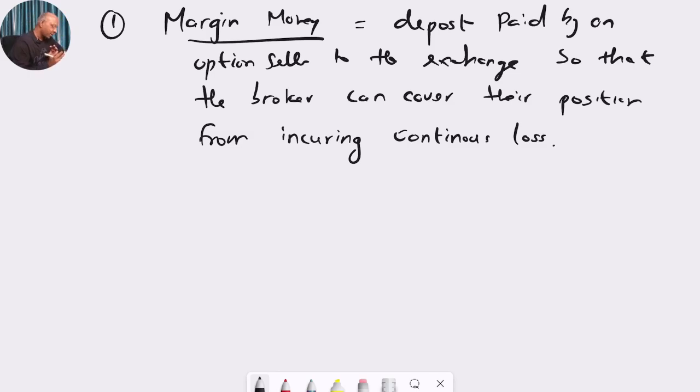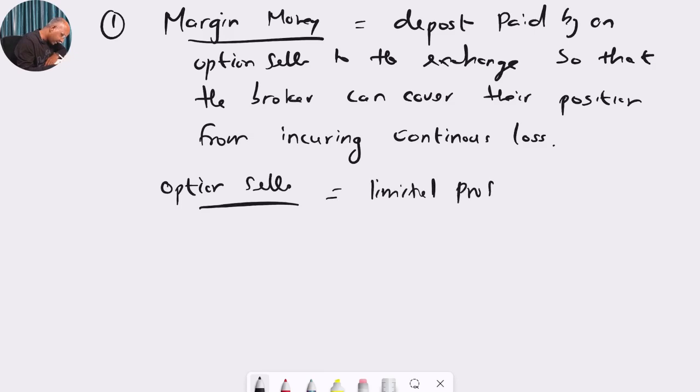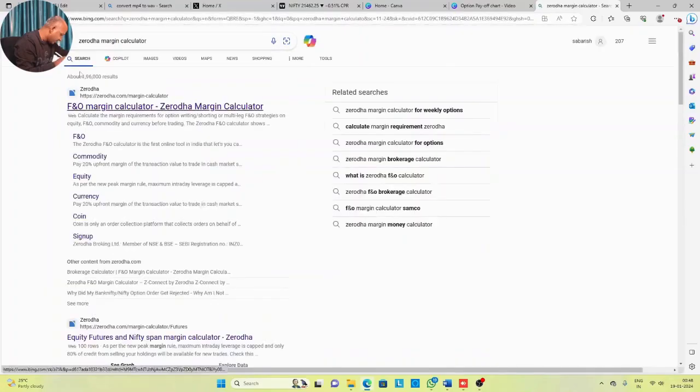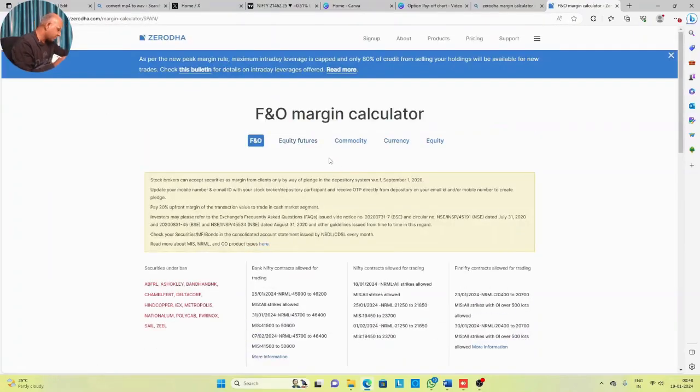So we know an option seller will have limited profit and unlimited loss, right? So in case the position goes into an unlimited loss, then the broker will come out with two options, either requesting the option seller to transfer additional capital or the position will be auto squared off, right? Margin money will be different for each option. Now, let's see it on the screen.